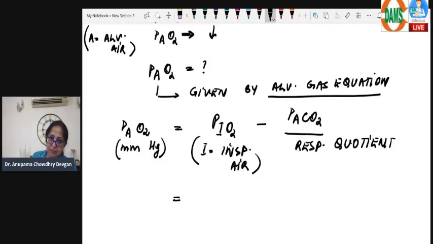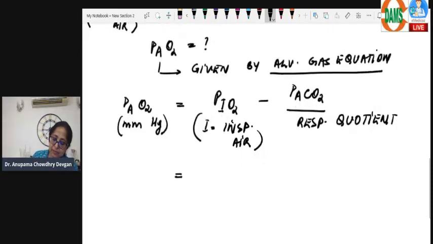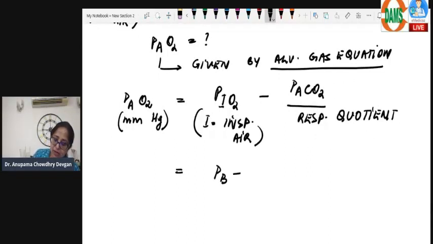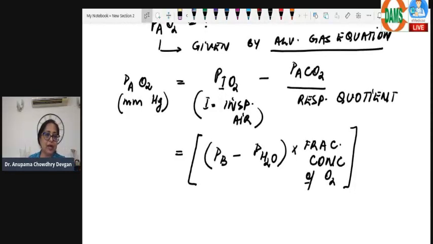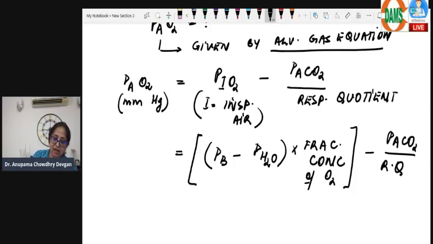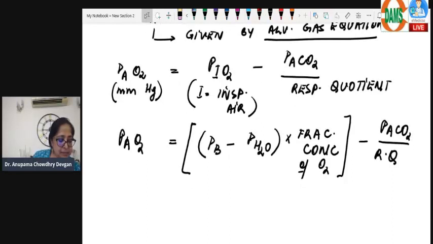And what is PiO2? This is going to be the atmospheric pressure minus the water vapor pressure into the fractional concentration of oxygen. This is PiO2, the partial pressure of oxygen in the inspired air, minus the alveolar CO2 divided by the respiratory quotient. And this is now your complete alveolar gas equation. This is used to determine PaO2, right?